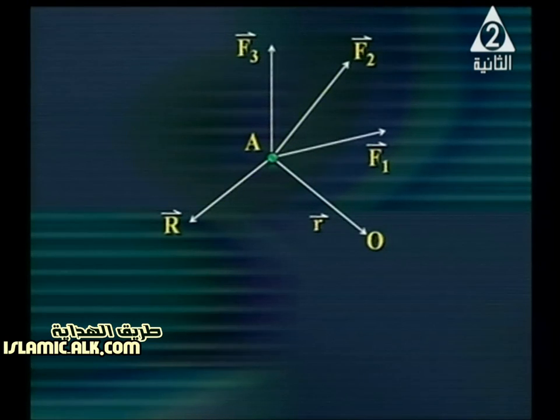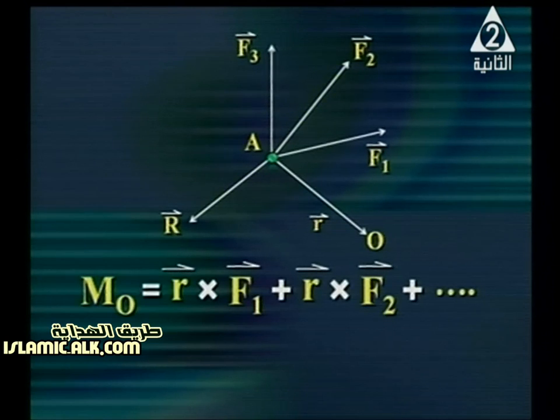The position vector of A relative to the origin point O is R. What is the resultant? The sum of moments of all forces F1, F2, F3, and Fn at point A equals the moment of the resultant of these forces at this point. The moment about point O equals R cross F1 plus R cross F2 plus, and so on, to R cross Fn.